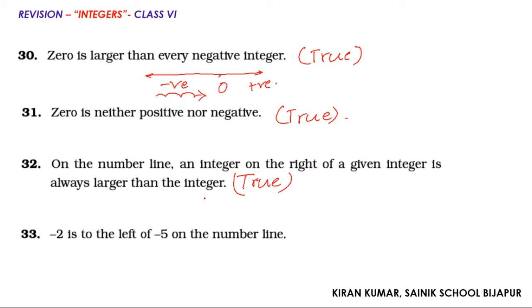Statement number 33. -2 is to the left of -5 on the number line. This statement is a false statement because -2 lies towards the right of the number -5. When we have the number line, we have 0, -1, -2, -3, -4 and -5. Here -5 is present in the left, -2 in the right. So this statement is a false statement.